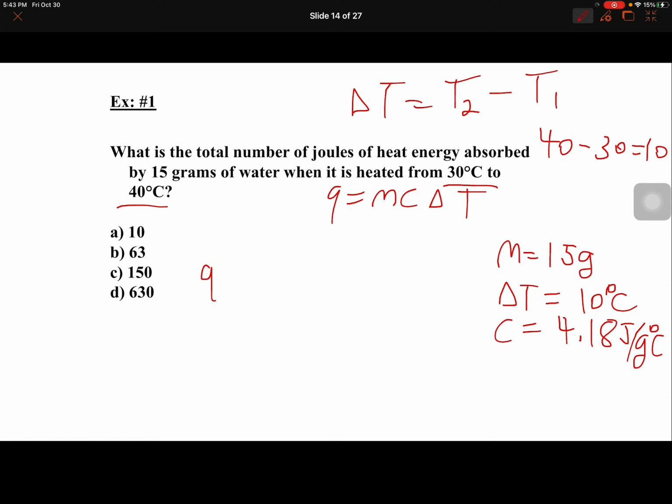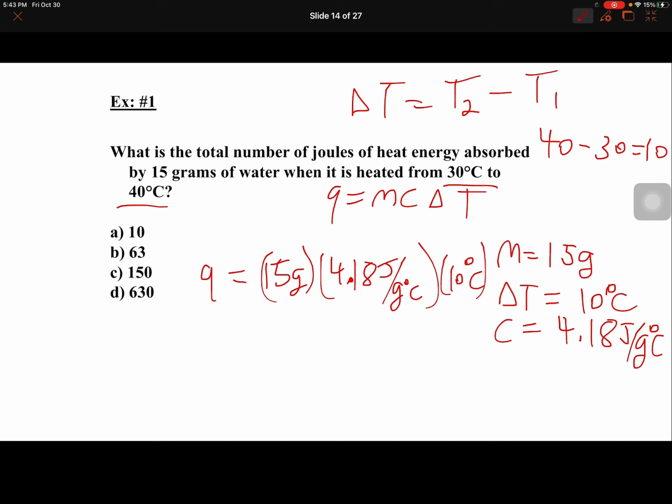So that's Q is equal to 15 grams times 4.18, and that is joules per gram degrees Celsius. And we're timesing that by 10 degrees Celsius. Now we can rule out the already used units, because that tells us what units we have left for our final answer. So grams are gone, grams are gone. Got that, guys? Celsius is gone, Celsius is gone. So that means that our final answer is going to be in joules.